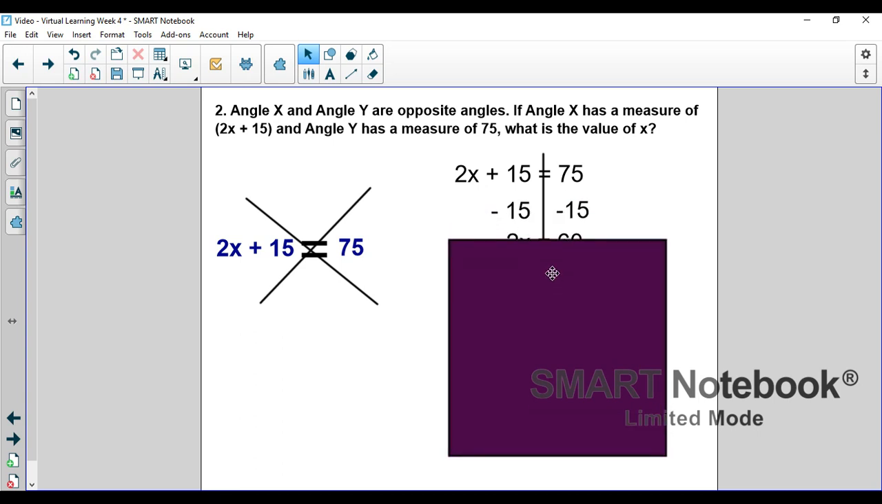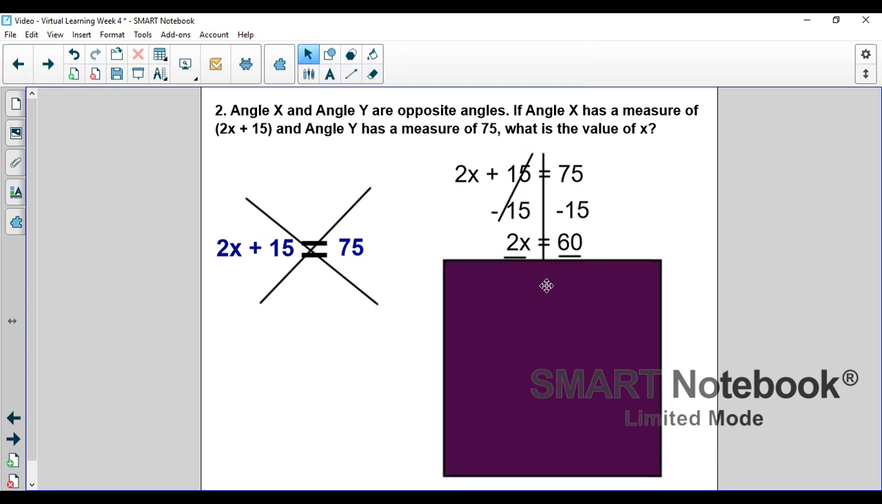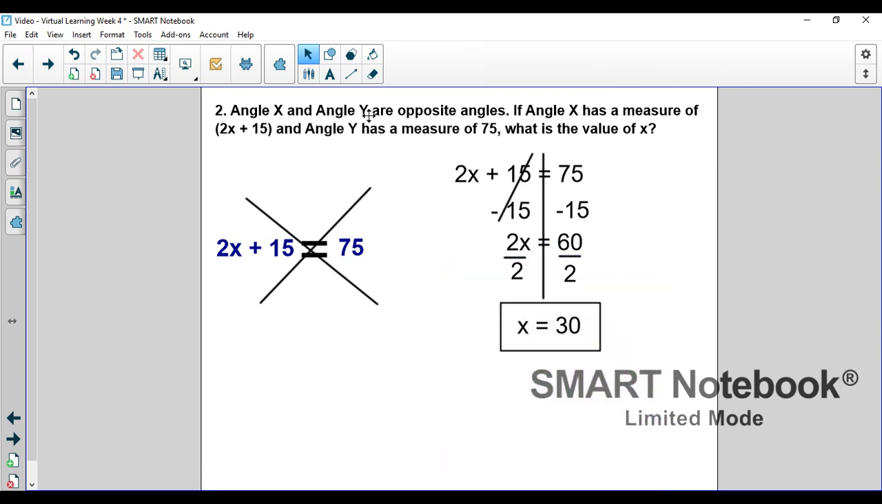From here, I want to use my inverse operations. I have to get rid of plus 15 by subtracting 15. 75 minus 15 is 60. I'm left with 2 times x is the same as 60. We said times 2, so we divide each side by 2. 2x divided by 2 leaves me with 1x. My goal is to get x by itself, and then 60 divided by 2 would give me a value of 30.